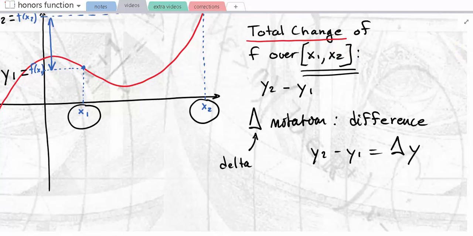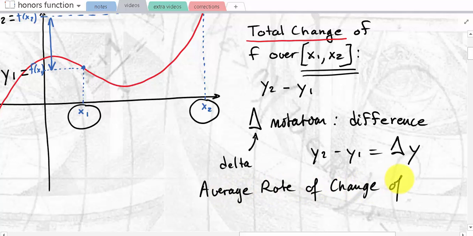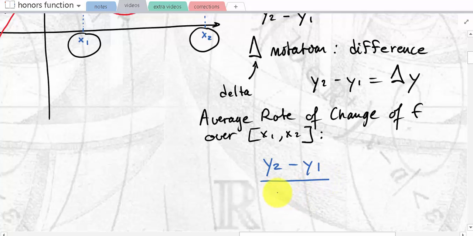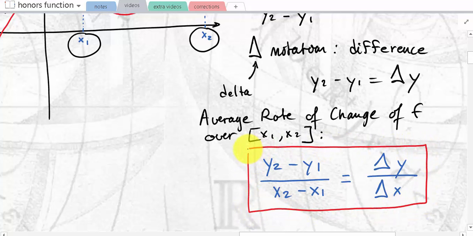Let's now define the average rate of change of f over an interval x1, x2. What is the average rate of change of a function over an interval x1, x2? Well, it's just y2 minus y1, the total change in y, divided by the total change in x, x2 minus x1. If you use the delta notation, you will write that as delta y over delta x. So this is a very important definition, the average rate of change.